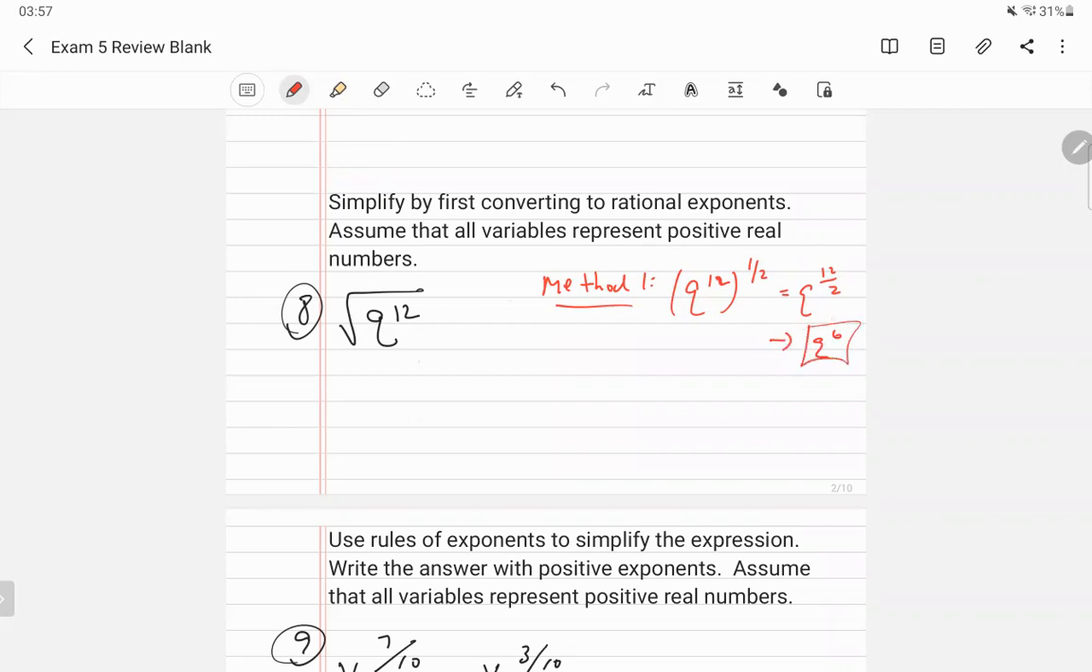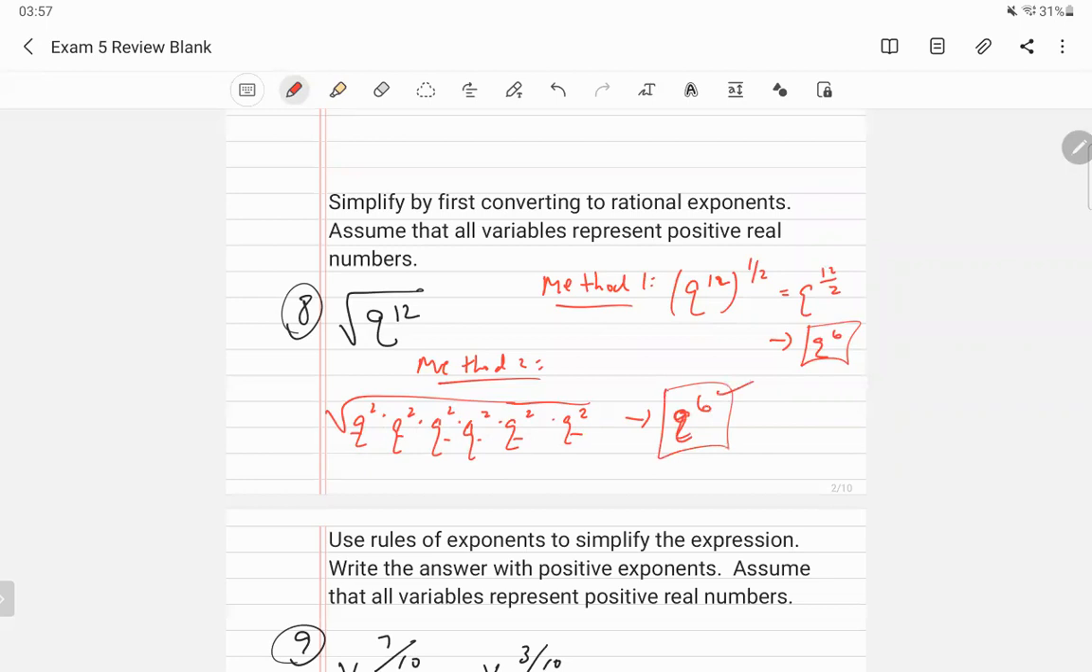That is the same as if we were to say, okay, let's take it a little bit deeper or longer. So q squared, q squared, that's to the 4th, to the 6th, to the 8th, to the 10th, and to the 12th. So we're pulling out 6 pairs of q's. Again, q to the 6th is your answer. So either approach there is fine.